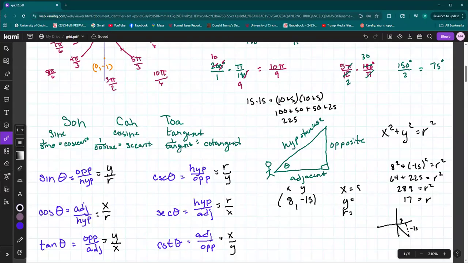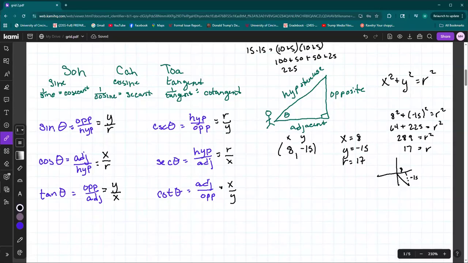So now that I know my x is 8, my y is negative 15, and my r is 17. Remember, your radius is always going to be a positive number. Now I can tell you that my sine of the angle they're asking me for is going to be negative 15 over 17. My cosine is going to be my x, so 8 over 17. My tangent is going to be negative 15 over 8.